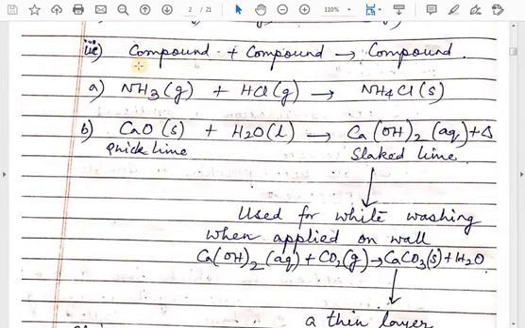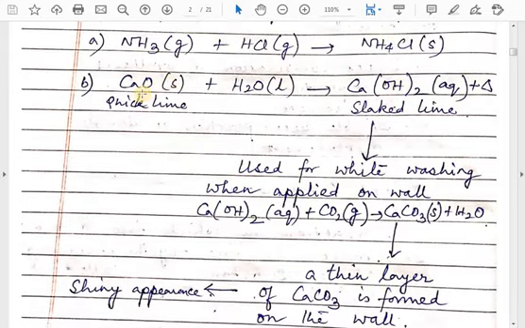Then a third category is compound, when reacts with a compound gives you another compound. Like here, ammonia gas and hydrogen chloride gas react with each other to give the ammonium chloride solid. This is very familiar solid for you. Under sublimation you have gone through about this solid.